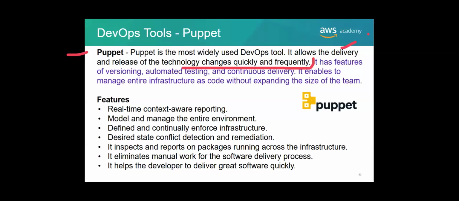So it has features like versioning. As I just told you, versioning means version 1, version 2, along with automated testing and continuous delivery. It mainly helps to manage the entire infrastructure without expanding the size of the team. For that we have Puppet. It mainly helps developers to deliver great software quickly. They want to deliver great software quickly.